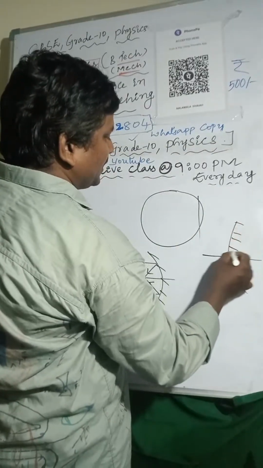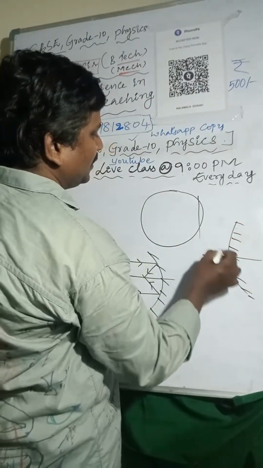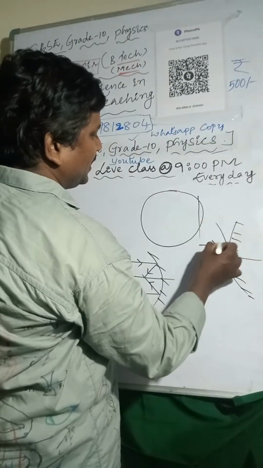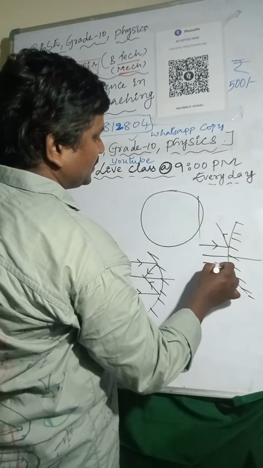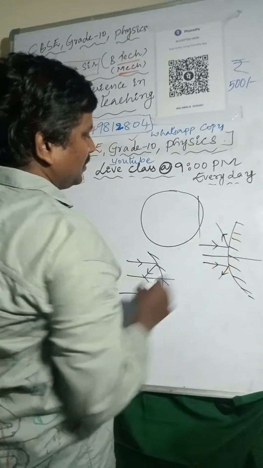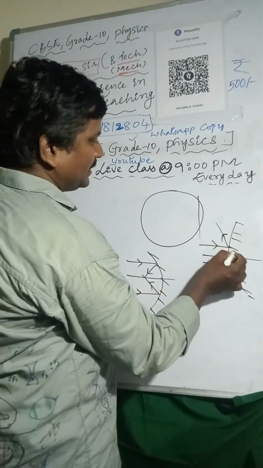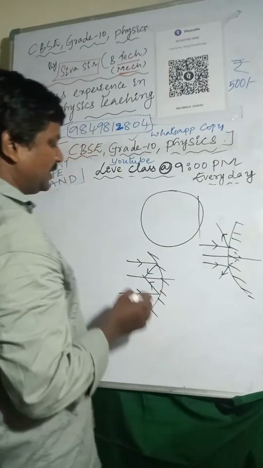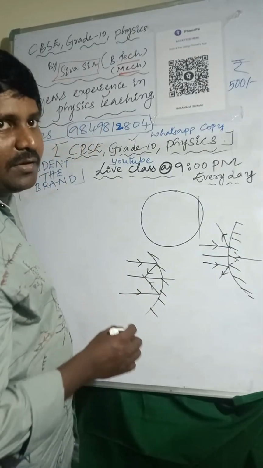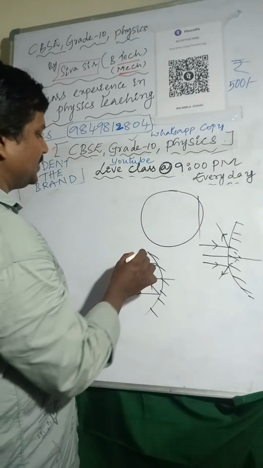So I'm taking the convex mirror like this now. Reflection takes place outward like this. So we are extending these light rays. Here also we are extending, here also we are extending. So this is a concave mirror, where reflection takes place inward.